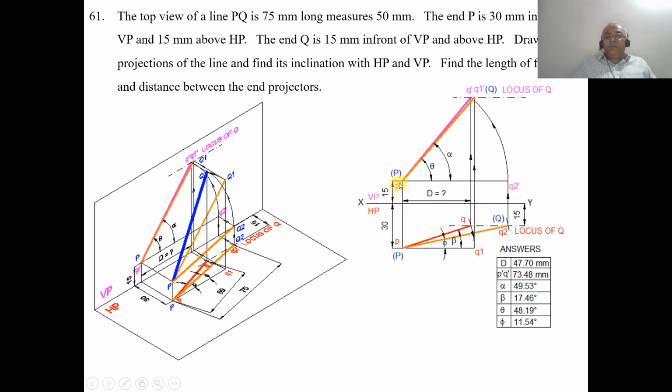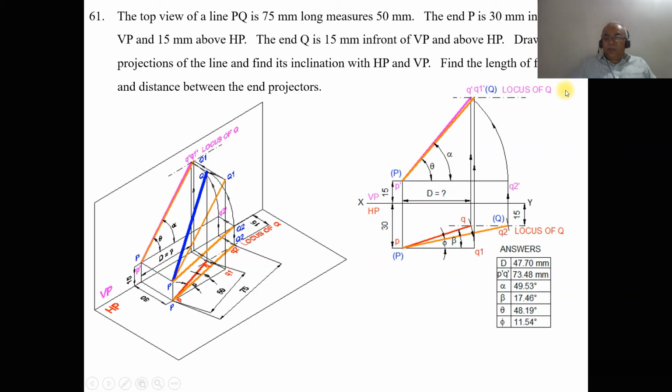Then using the compass with P dash as center, taking the radius of P dash Q2 dash, you draw an arc such that the arc is going to cut the end projector line of Q in the front view, and you mark that point as Q dash and join P dash Q dash with a dark line. And then you are going to get the locus of Q. Draw a horizontal dash dot line with a thin line, and you mark this as locus of Q.